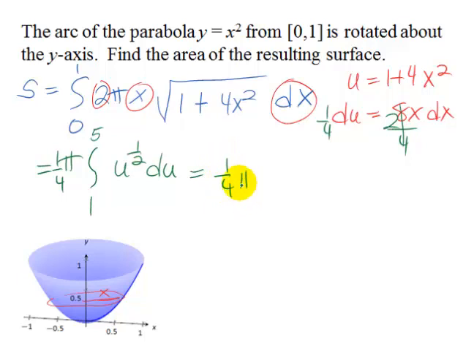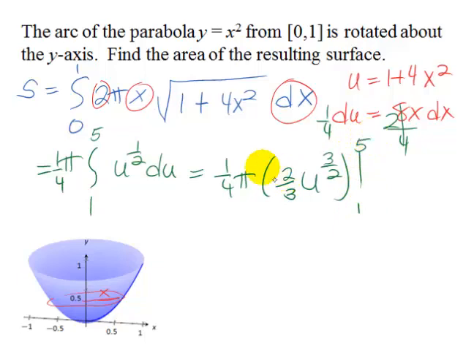So we have 1/4 pi, and we have u to 1 higher power, which is 3/2, and multiply by the reciprocal of that power. And then we're going to evaluate from 1 to 5. So let's go ahead and combine these. So it looks like we're going to have 1/6 pi, and then we're going to evaluate this. So we have 5 to the 3/2 minus 1 to the 3/2, which is just 1.